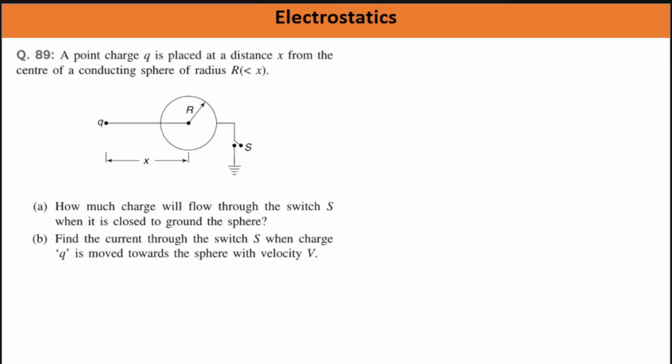Let us for now look at this question. What is said in here? A point charge q is placed at a distance x from the center of a conducting sphere of radius r, okay? And r is less than x. Clearly from the diagram also it is visible.